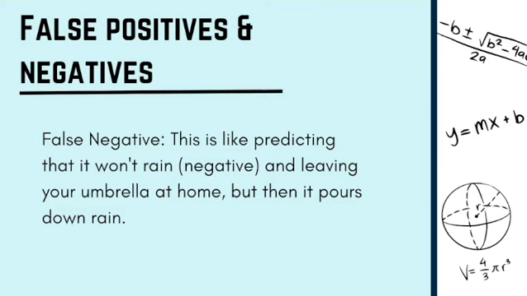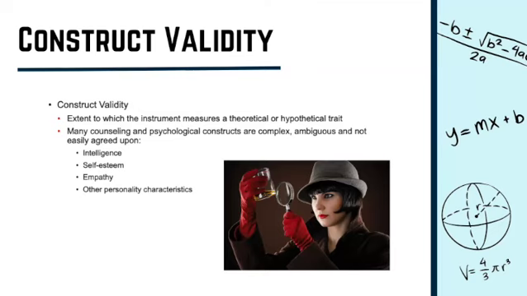False positives and false negatives are errors that can happen when using a predictive measure like GRE scores and the GPA to foresee future outcomes like success in grad school. All right, we're moving over into the fun world of construct validity.